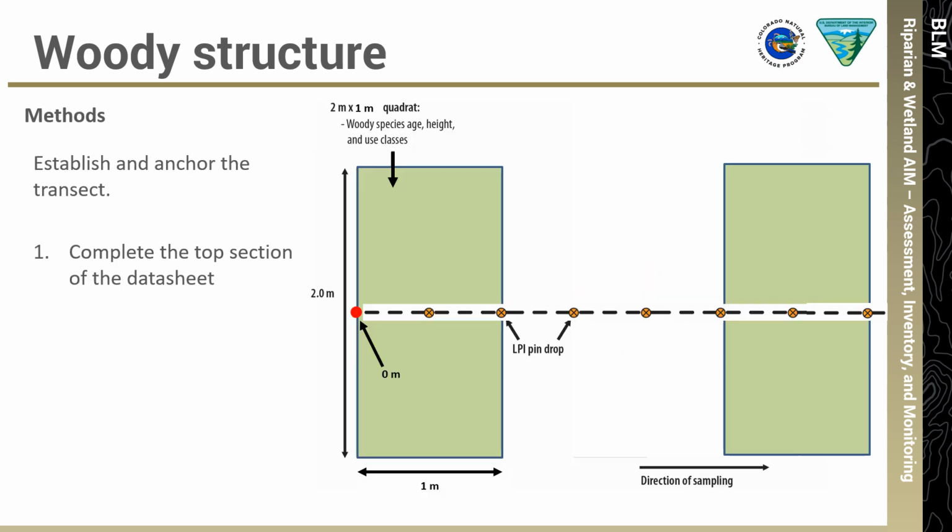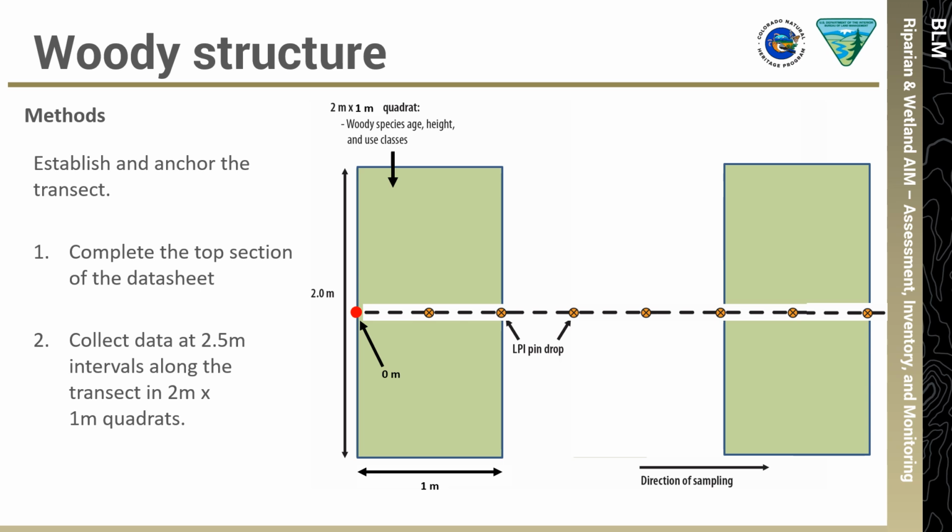To start collecting data, first establish and anchor the transects, which is likely the same transect used for LPI data collection. Step 1 of the methods is to complete the top section of the datasheet or the first page of the Survey 123 form with information about the site, the observers, and recorder.